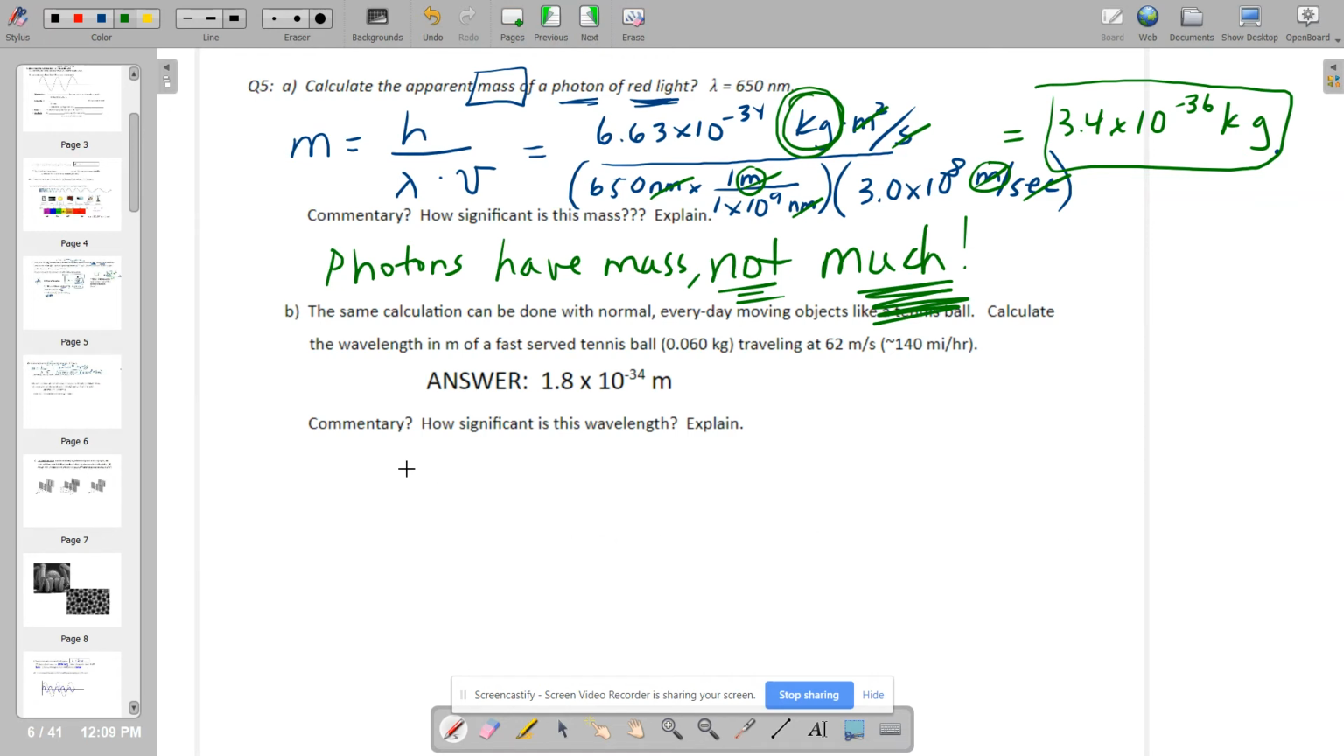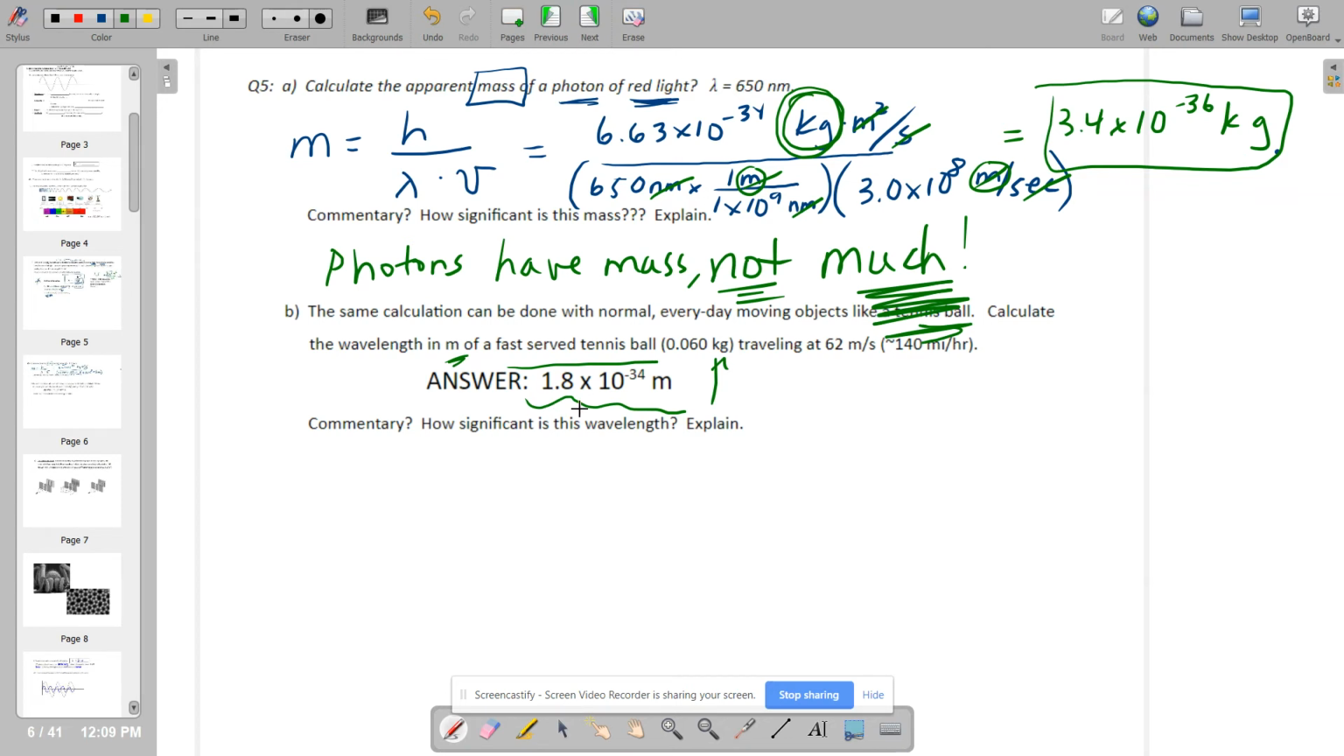All right, so you can do the exact same thing, but this time with a normal everyday moving object like a tennis ball. It says: calculate the wavelength in meters of a fast-served tennis ball, 0.060 kilograms, traveling at 62 meters per second, about 140 miles per hour. Is that fast? I think it is. And I would suggest that you work through it until you get this answer. Make sure you understand how it works, and there's some practice with OWL as well.